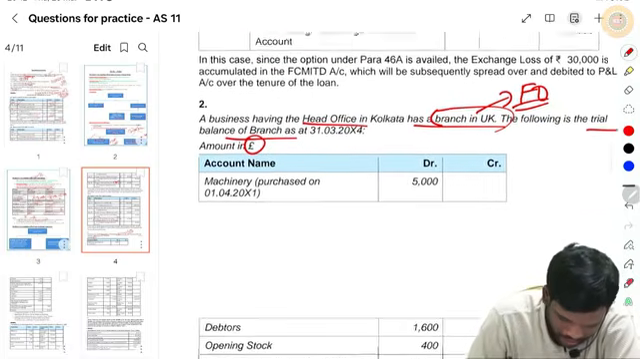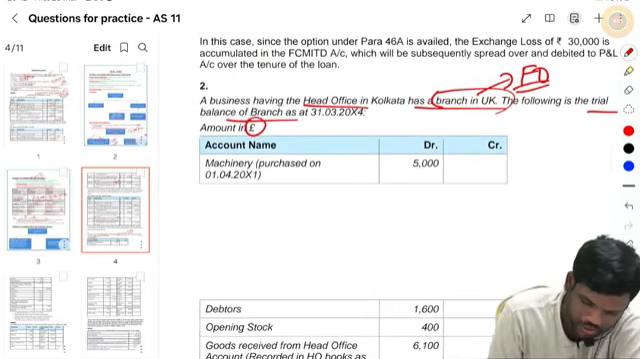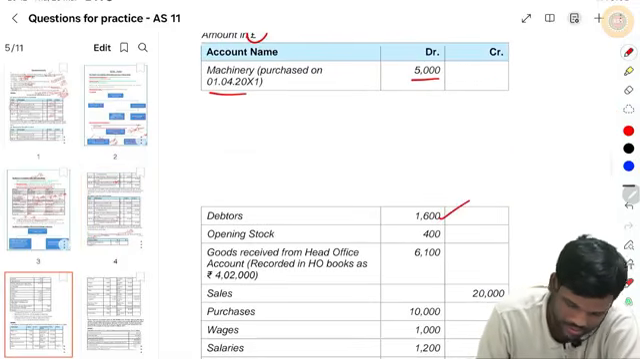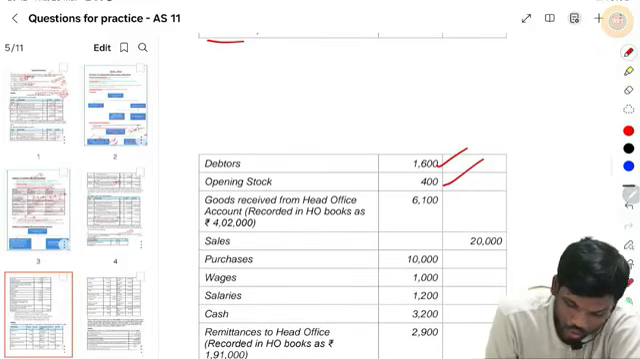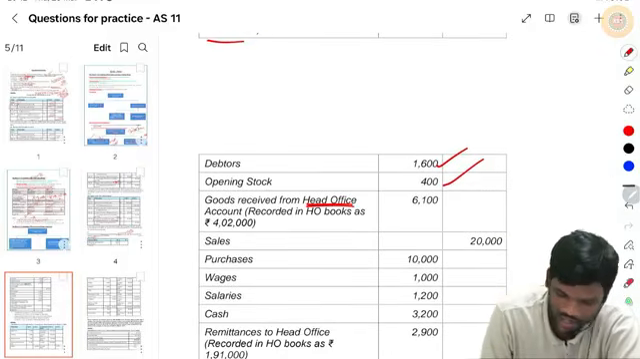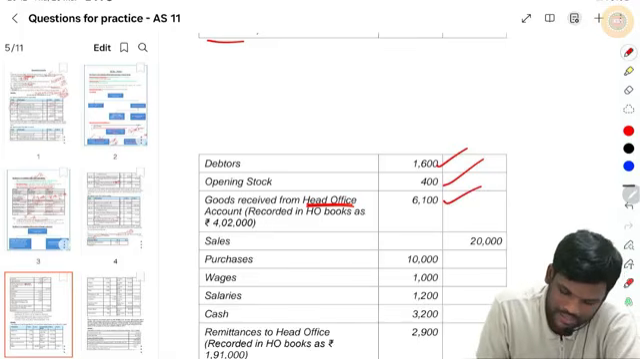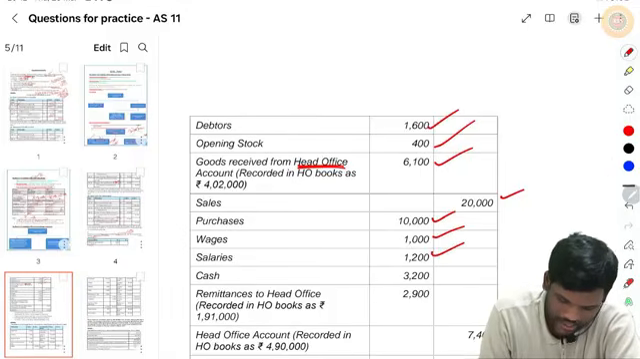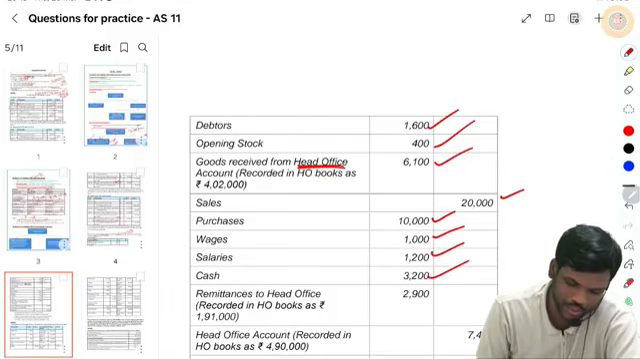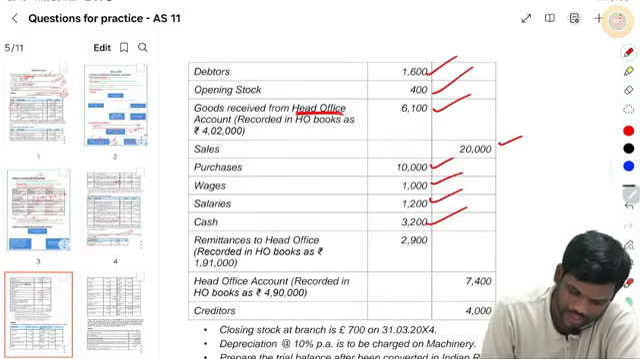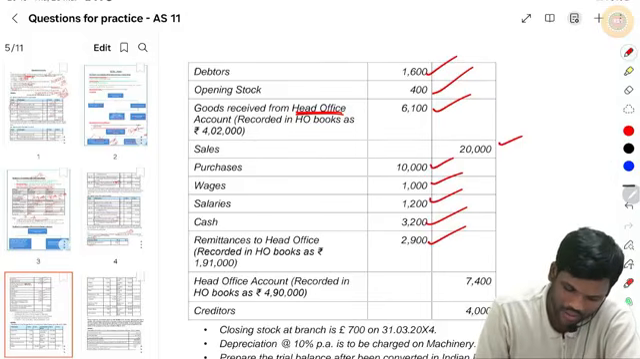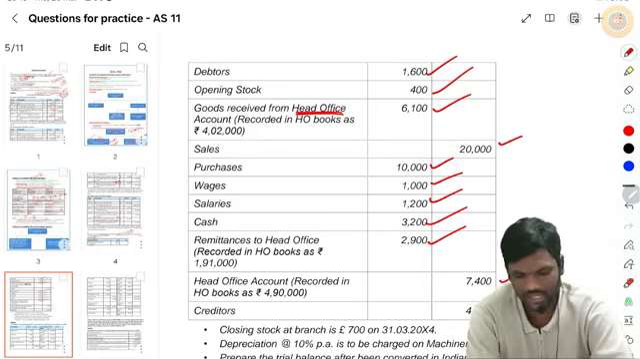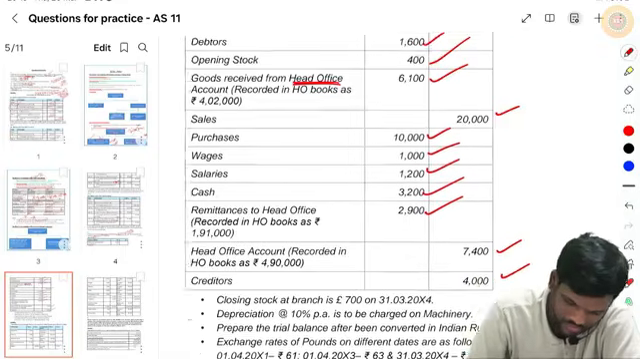Now they are telling us there is a machinery which was purchased on 1st April, 5,000 pounds. Then they have given debtors 1,600 pounds, opening stock 400, goods received from head office 6,100 pounds, sales 20,000, purchases 10,000, wages 1,000, salaries 1,200, cash 3,200, remittances to head office 2,900, head office account 7,400, creditors 4,000. Okay, they have given a trial balance in GBP, Great Britain pound.